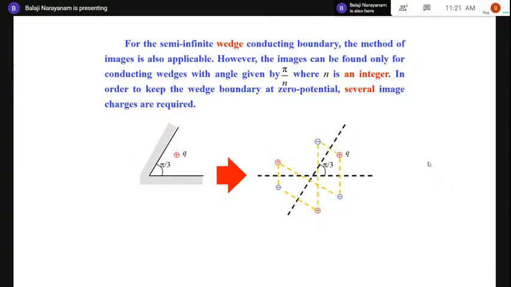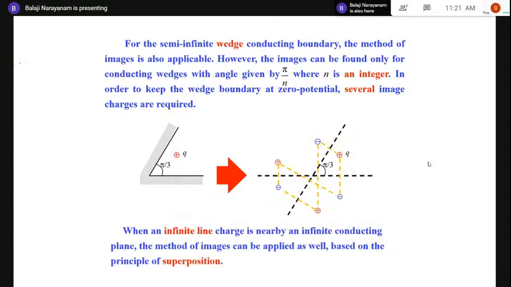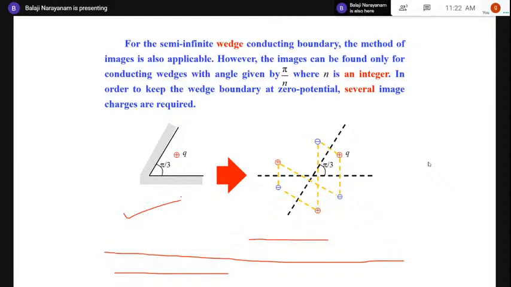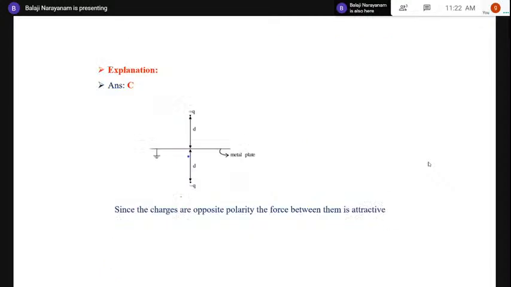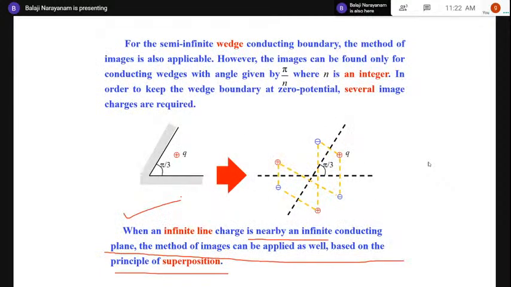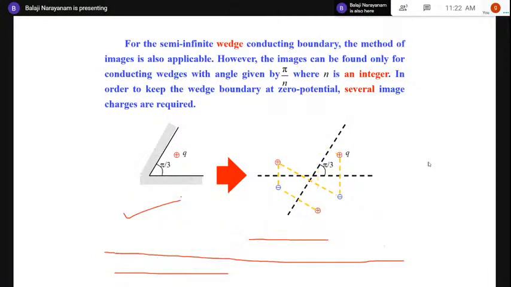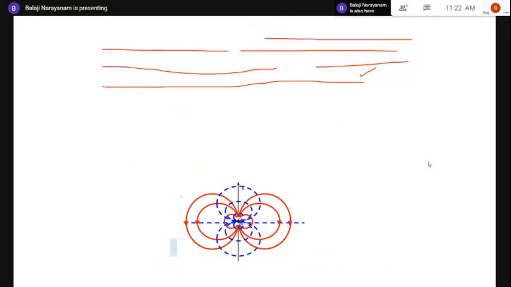Yeah, and we can prove that when an infinite line charge is nearby an infinite conducting plane, the method of images can be applied as well, based on the principle of superposition. So superposition means the net potential or the net charge can be found out. Okay, so we will make use of the concept of the method of images for solving the given problem.